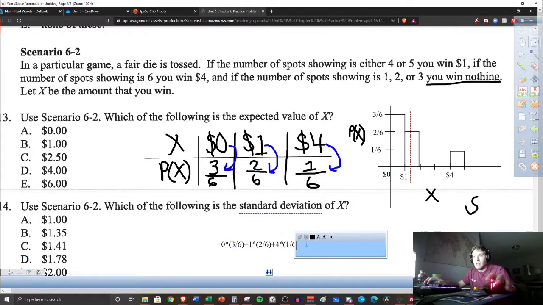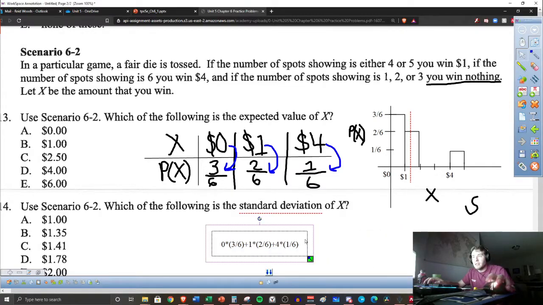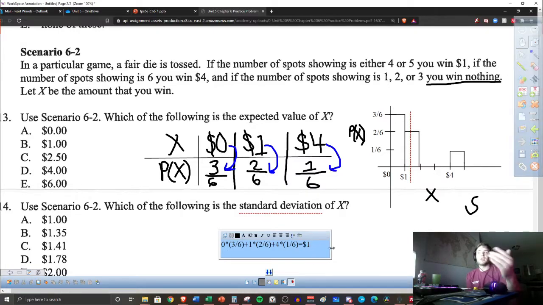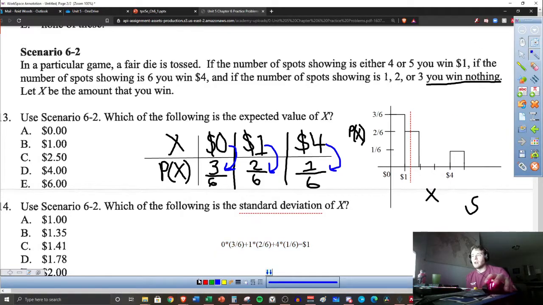Okay? And what you should get for this, if you type that in your calculator, is 1. $1. So you're expected when you play this game to get $1 every time you play. Okay? That is the expected amount, and that's how you're going to find that.